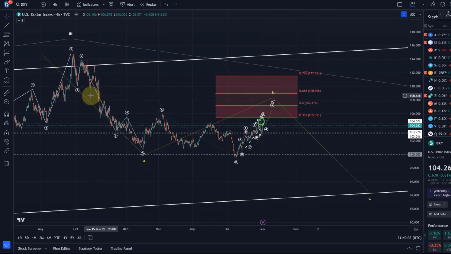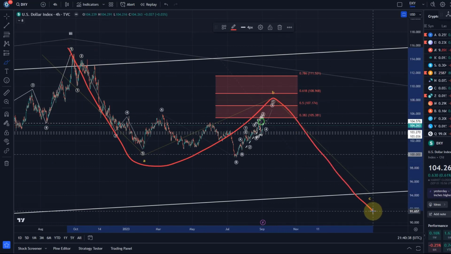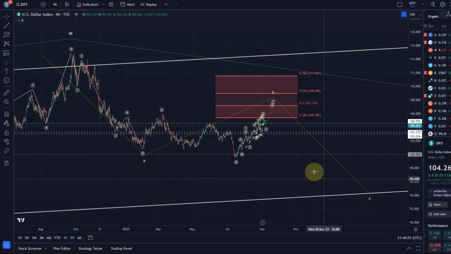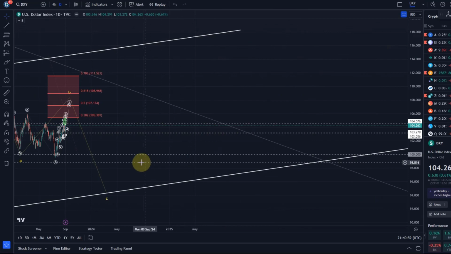Overall, my view remains that we are here in an ABC correction and that this C wave should take us down to around $90, at least the low $90 region, over the coming months. Probably not weeks, but months. It takes ages, yeah? Now, there are two ways how I see price could get there. The first view, and you will know both of them if you watched the previous videos.